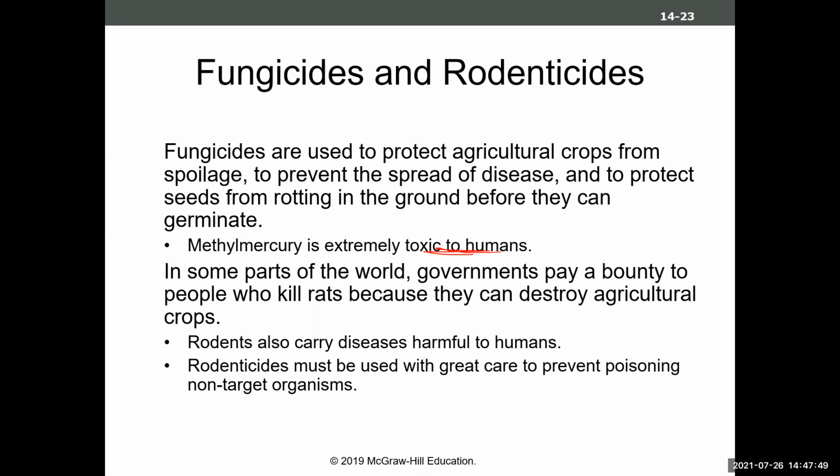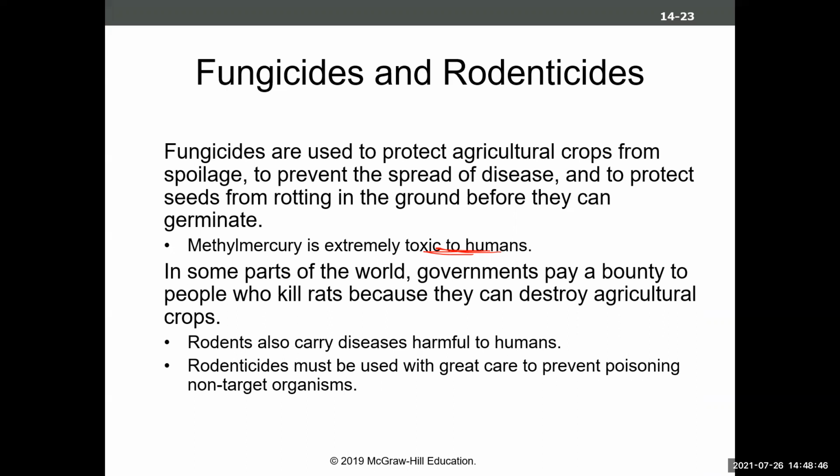For rodents, there are governments that actually pay for people to get rid of rats and mice because they destroy agricultural crops. Rodents are also known to carry disease, and so rodenticides can get rid of the rodents that can cause those diseases. But rodenticides have to be used carefully because they can kill non-target organisms, including humans. When you buy, say, rat poison and put it in your home, you'll read on the back, do not swallow, do not ingest. If it gets in your eyes or on your skin, you have to call poison control, because they can harm humans just as much as they can harm the rodents that you're trying to get rid of.